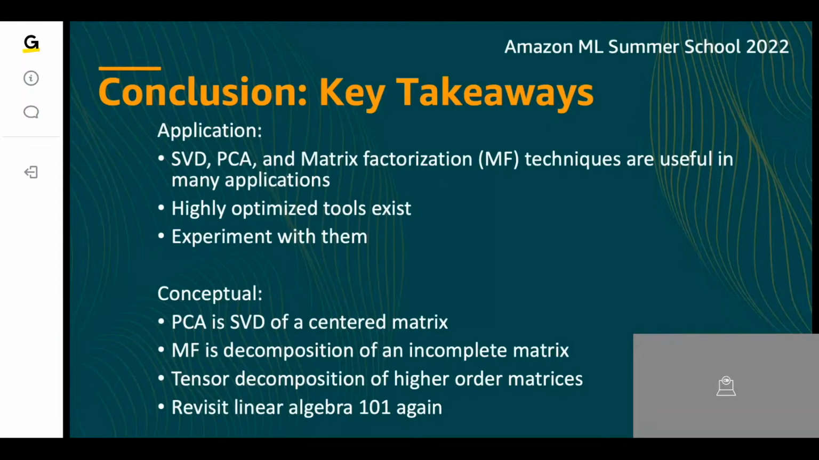And my overall recommendation would be that please revise your linear algebra 101 again. It is probably more useful than what you thought when you first studied it.